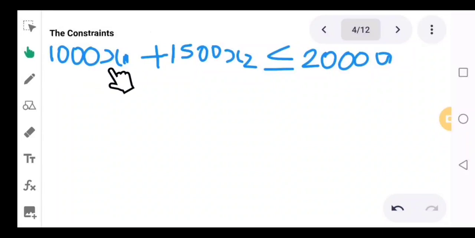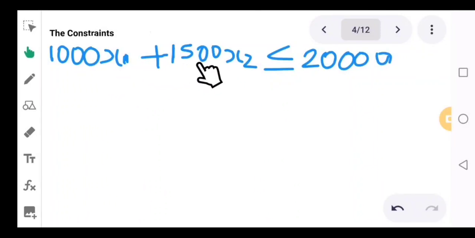So what is happening here? This is the constraint with regards to cost. They have said that cost has to be 20,000 or less than 20,000. That's why I use the less than symbol and equal to sign. And then they have said that the cost for one message is 1,000, so the cost for x1 messages will be 1,000 into x1.